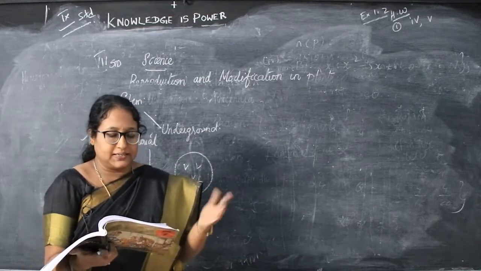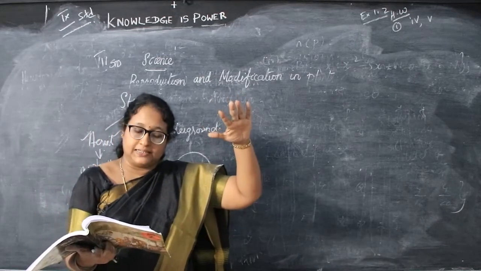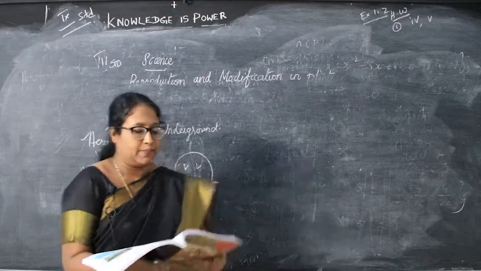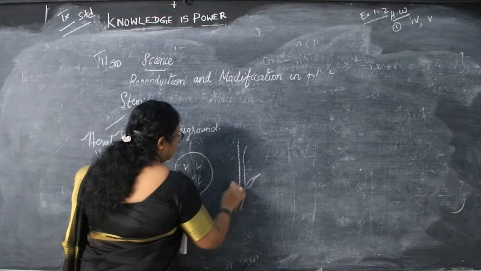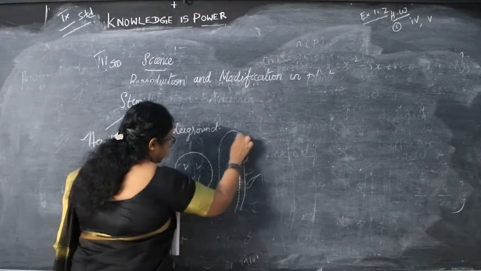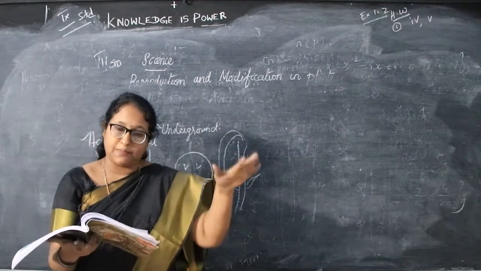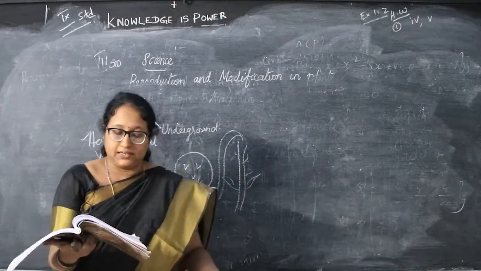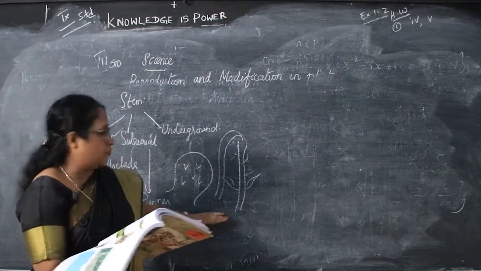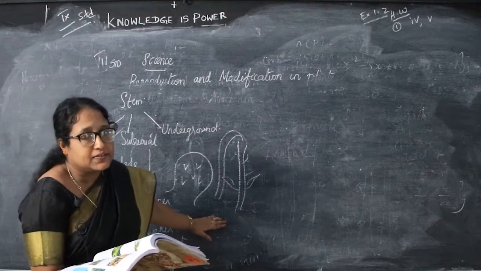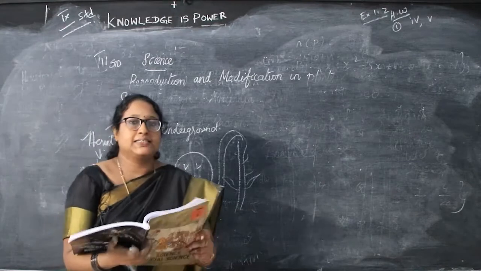Now stolon is a slender branch of the stem that grows upwards to some distance and then bends towards the ground. As it touches the ground, it gives rise to a new plant. So upon touching the ground, it gives rise to a new plant. Example, wild strawberry. Next is a sucker.